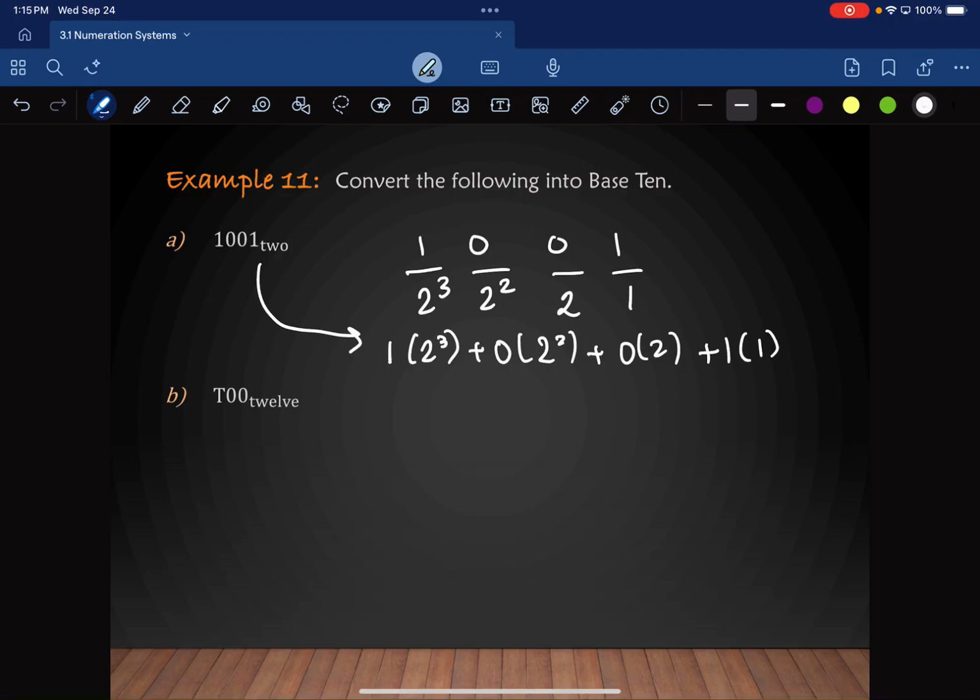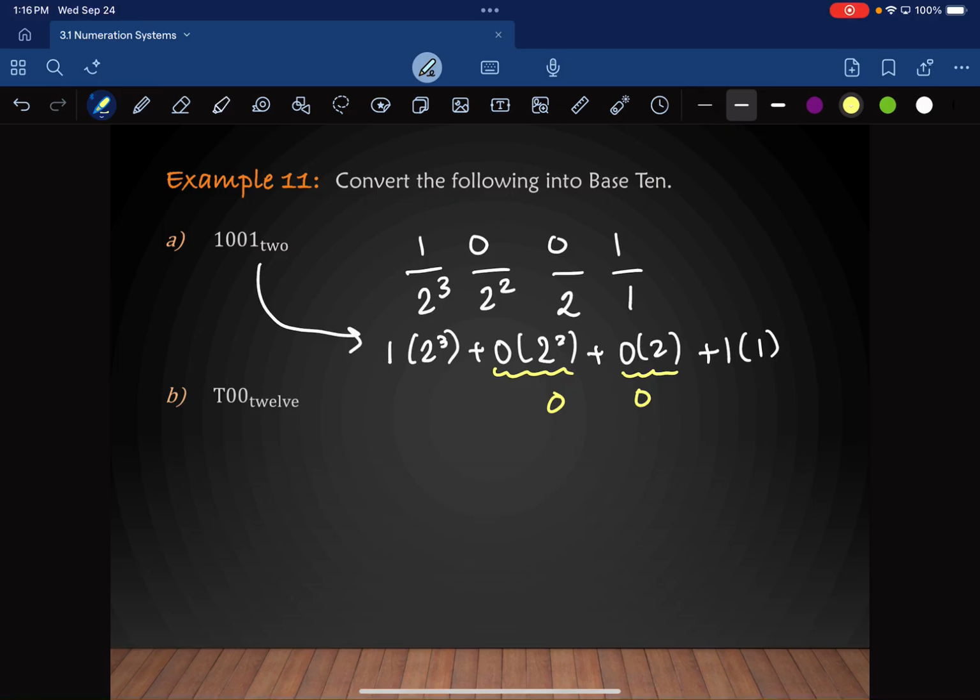Now, base 2 is really nice because things are either 0, right? Like this one's a 0, and this one's a 0, right? Or they're simply the power of the base that we were in. So the first one is 1 times 2 cubed. Well, that's the same as 2 cubed. What's 2 cubed?